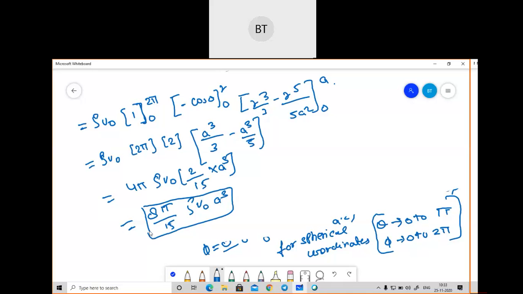For spherical coordinates, you just have to remember that theta will vary from 0 to pi and phi should vary from 0 to 2 pi. So is there any doubt regarding this? Are you getting how I have done it?